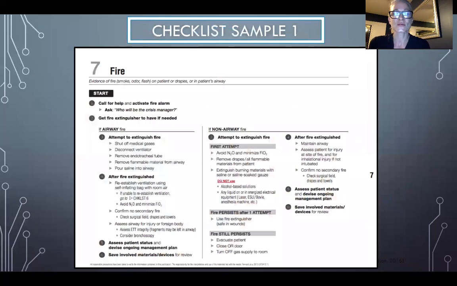Now these are some examples from the actual manual. So this is what I liked about it. Of course, the simplicity of it, where you start, and it's very clear. They also say evidence of fire, smoke, odor, flash on the patient or drapes or in the patient's airway. Especially with fire, we do use Bovie. We use electrical equipment during surgery, so of course there always is the chance of a fire occurring. So this is one example.